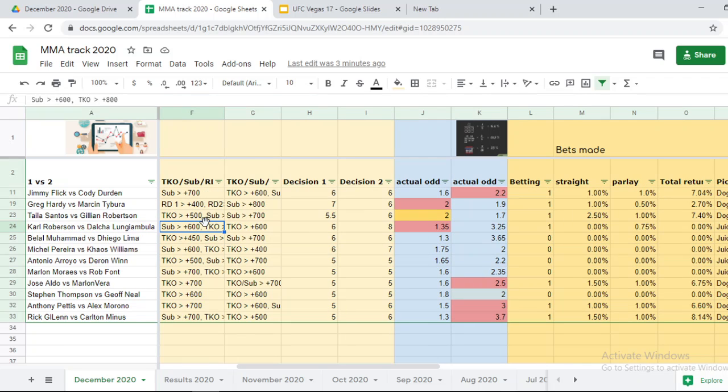And in terms of prop bets, Carl Robertson either by submission at this line, TKO by this line, and Lungiambula, to me, if he wins, it's by TKO, and I would be betting him at plus 600 by TKO, or decision bets, all right? Plus 500 on Robertson, or plus 700 on Lungiambula.